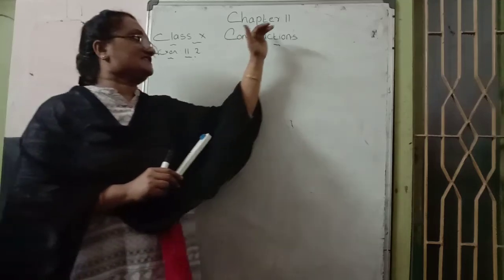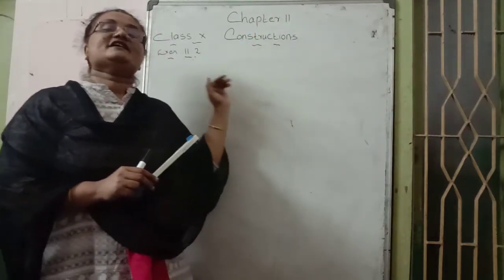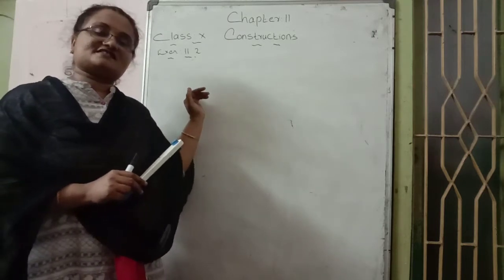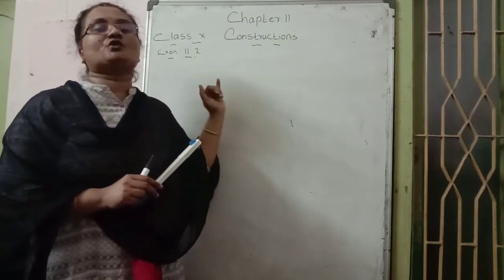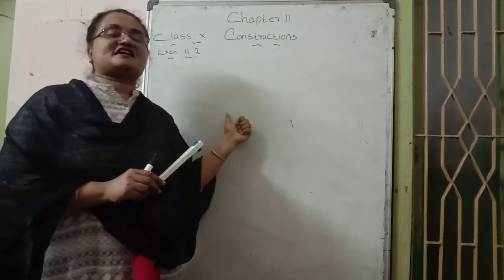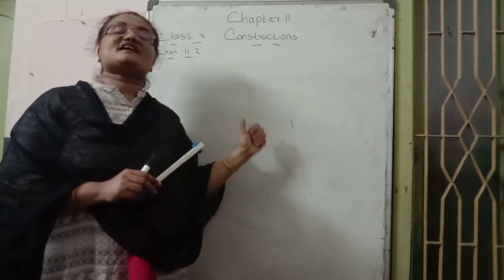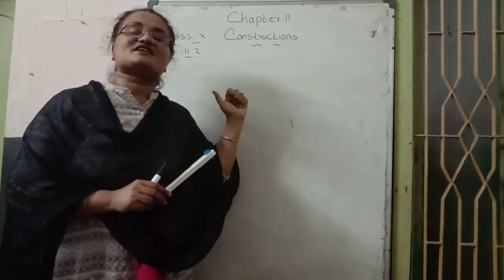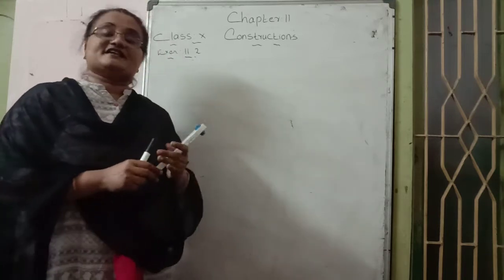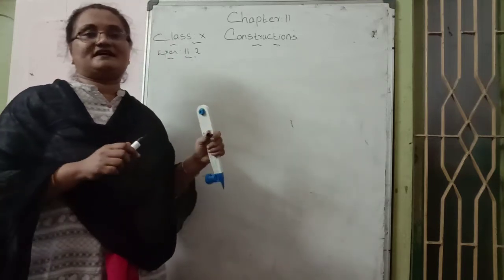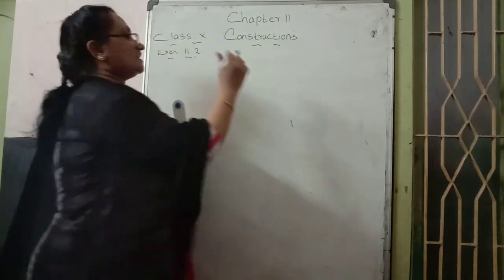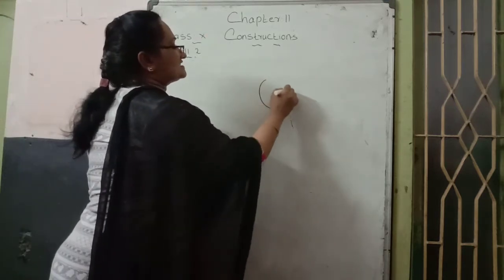Going to discuss chapter 11, Construction, exercise 11.2. In this exercise, they tell about constructing a tangent to a circle. In the Tangents to a Circle chapter, you already learned how many tangents there are for one circle.